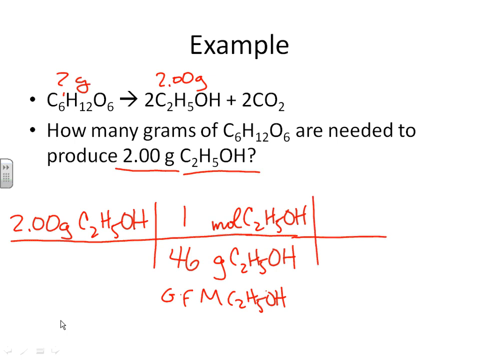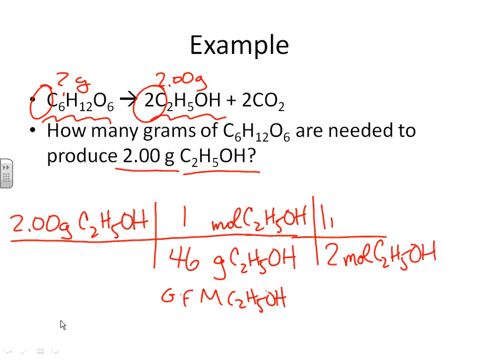Now that we have moles, we are going to use the molar ratio between the ethanol, which is here, and the thing that we're being asked about, which is the glucose, which is here. The molar ratio between the ethanol and the glucose is 2 to 1. That's where the coefficients come in. For every 2 moles of ethanol, 1 mole of glucose was required.